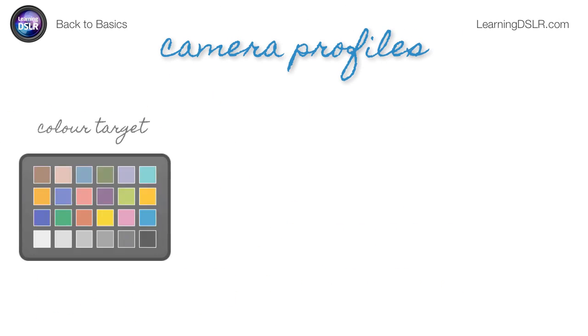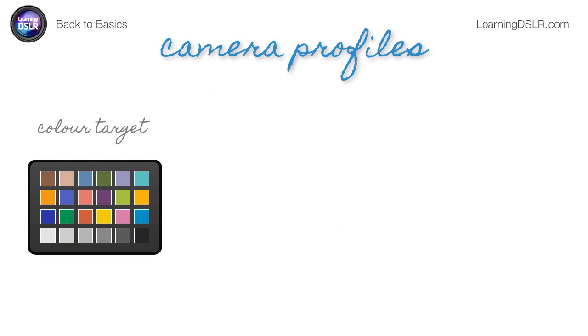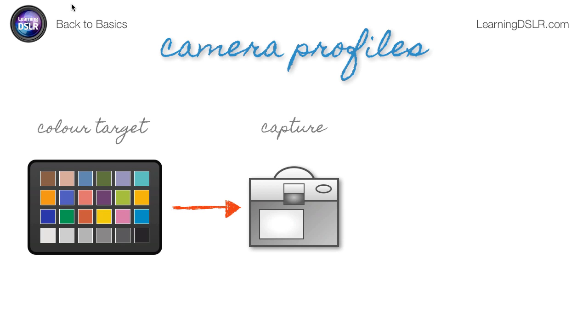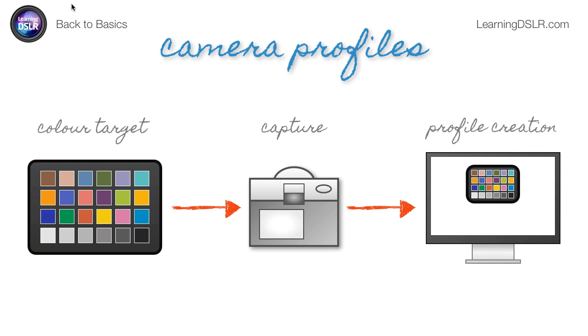Now let's talk about camera profiles specifically and how that's done. There is a standard color target that you can get, and I'll talk about this in greater detail later in terms of product recommendations. And what that does is it allows you to take a picture of that color target and then bring that into a computer to create a profile.